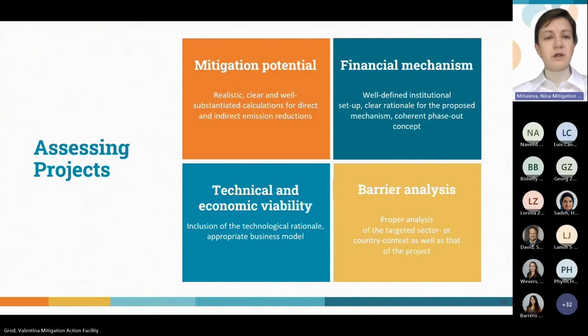A financial mechanism is something that can ensure sustainability of your intervention, so that the market will actually start operating independently and sustainably, even when the project funds are not there, in order to continuously ensure dissemination of the mitigation technology or practice. Technical and economic viability, so why the specific technology has been chosen, why the project can actually operate in a sustainable manner, should also be explained and is taken into consideration.